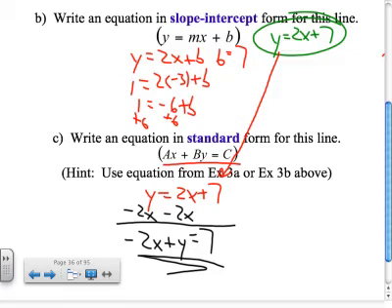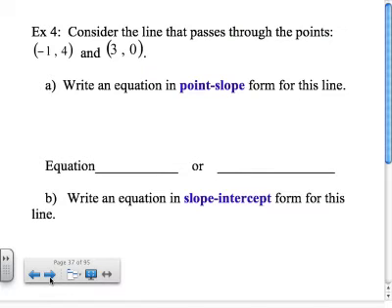So all of those equations represent the same line. They're just different ways of representing it. Okay, so again, at this point, same type of example, I would go ahead and pause the video and see if you can work through this on your own.